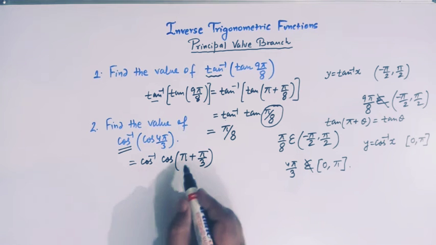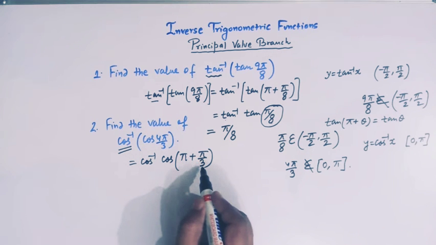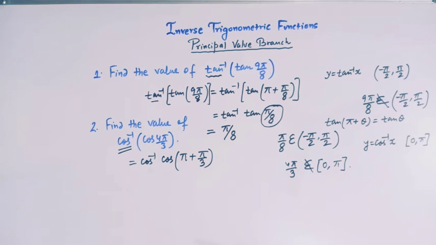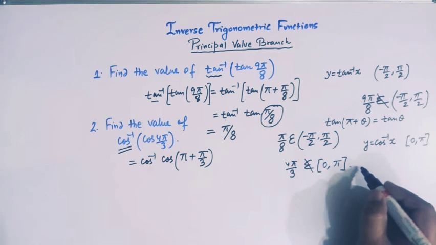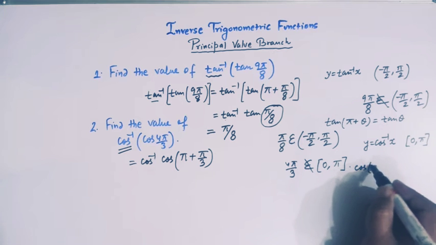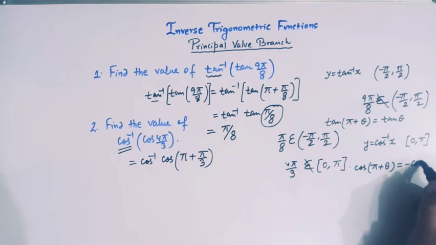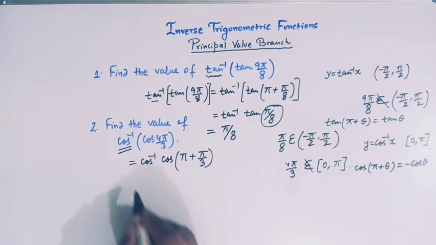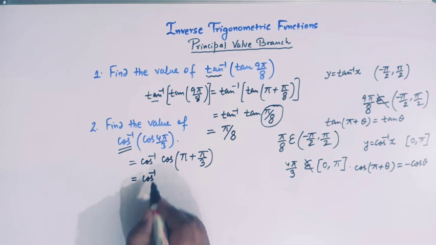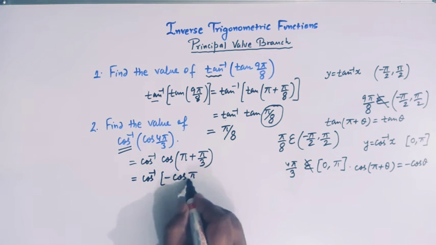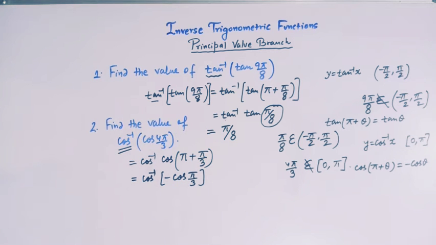Now this angle pi plus pi by 3 lies in the third quadrant, and in the third quadrant the cosine function is negative, and here we'll utilize the result cos of pi plus theta equals minus cos theta. So now we can write it as cos inverse, and here we have minus cos of pi by 3.